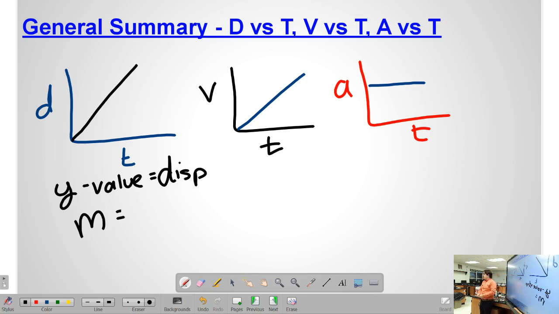Remember what slope will tell you? We just went over it. What will the slope of a displacement versus time graph tell you? We just did it. Ruby's like, that one's gonna be rise over run. In this graph, what will the slope tell you then? D over T, which is velocity. Cool.